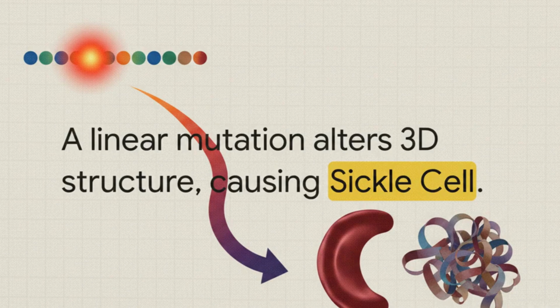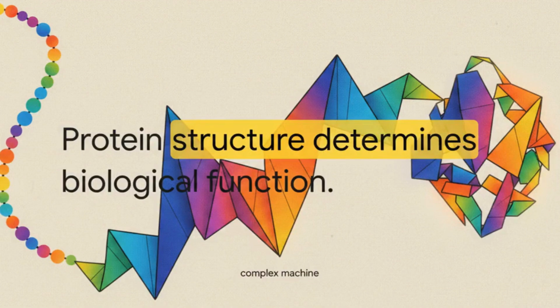That single linear error cascades all the way up the structural ladder. It changes the local folds, which then alters the 3D tertiary structure, and ultimately physically warps the entire hemoglobin complex. The end result of that one tiny change? Sickle cell disease.